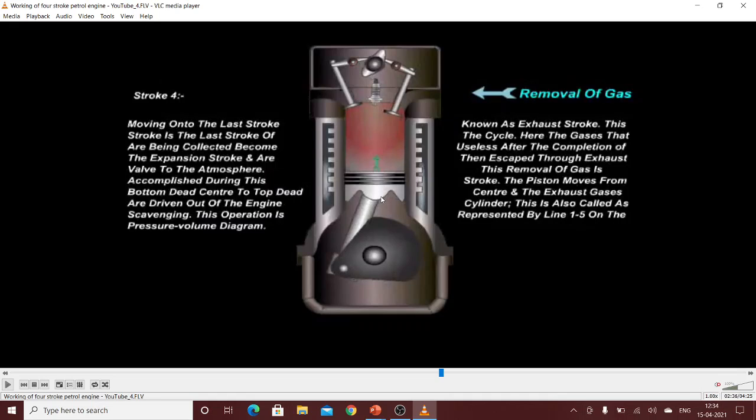At that time the piston is moving from BDC to TDC, and this movement of the piston forces the burnt gases out of the cylinder through the exhaust valve. So the inlet valve is closed, the exhaust valve is open, and gases move out of the cylinder. This completes your last stroke.